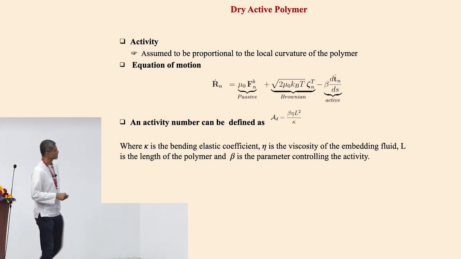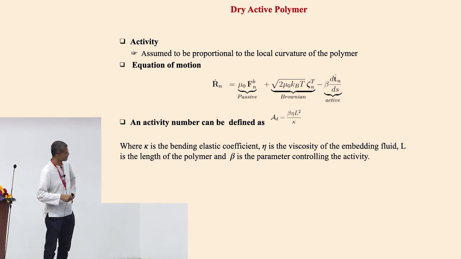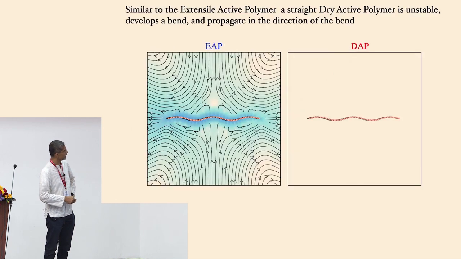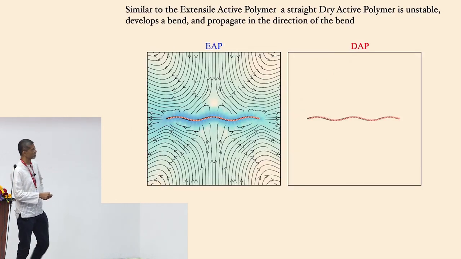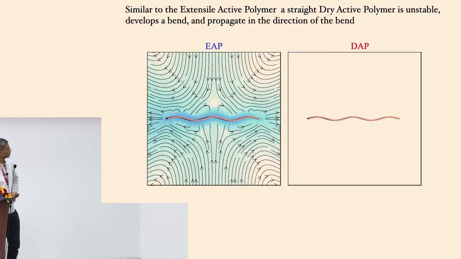So this is what we see: you can write down this equation of motion now, with the active term here, and we can define an activity number, etc. in this case. So now I call that a dry active polymer model, as compared to an extensile active polymer which we saw.